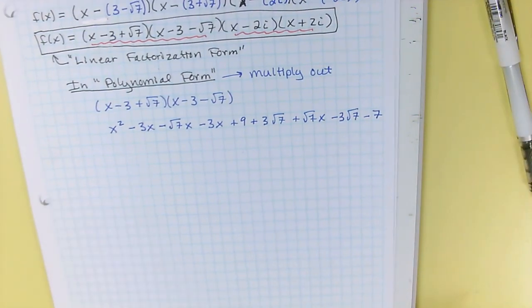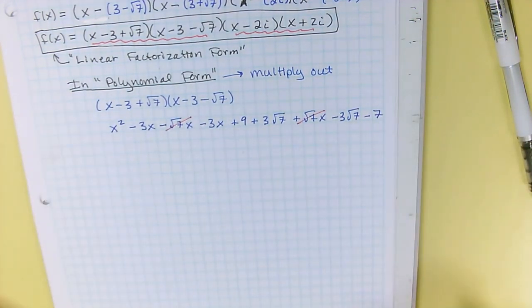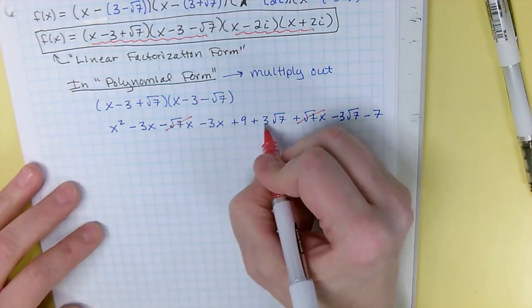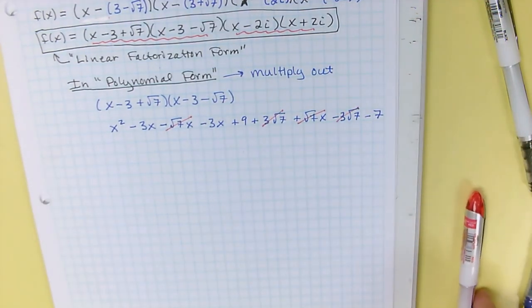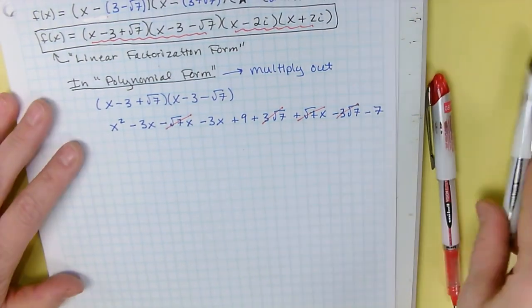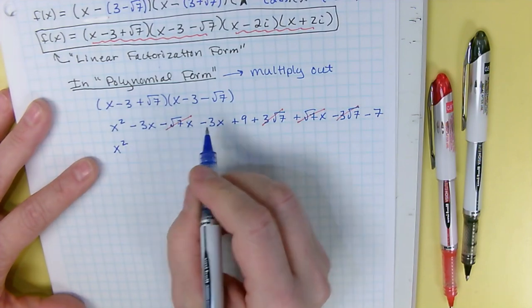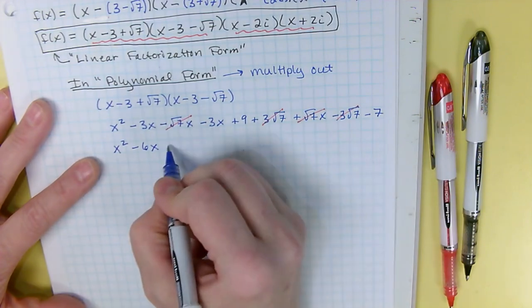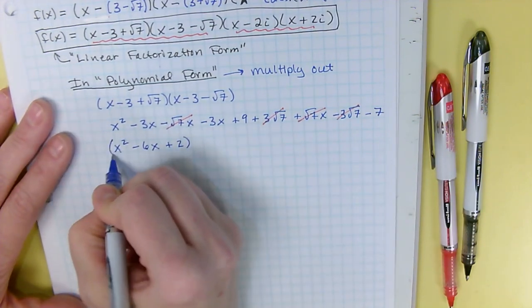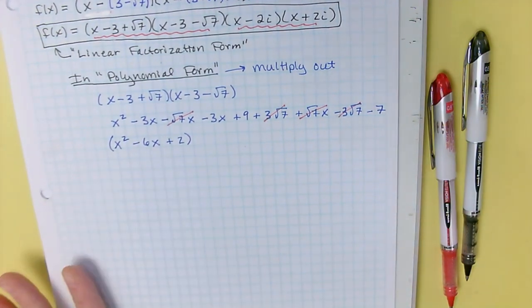Okay, so now you want to carefully cross off things that add up to 0. Negative radical 7x and positive radical 7x add up to 0. 3 radical 7 and negative 3 radical 7 add up to 0. So now I've got some things I can add together. I only have one x squared. Negative 3x and negative 3x is negative 6x. 9 minus 7 is a 2. So all that weird factorization is a simple trinomial.